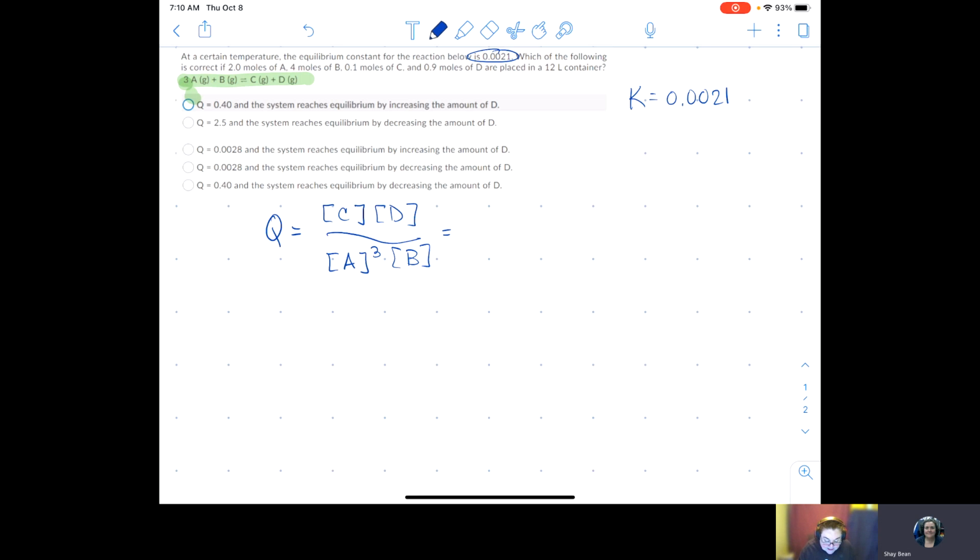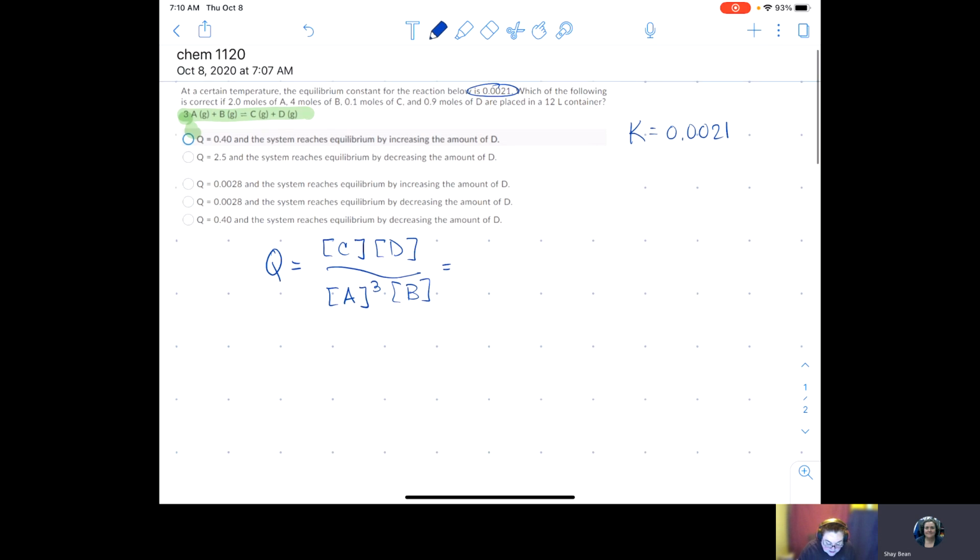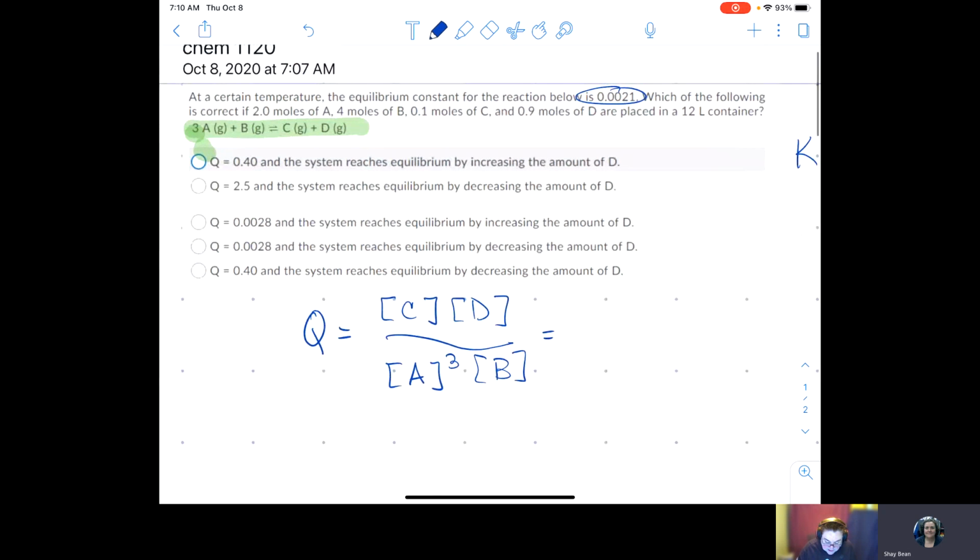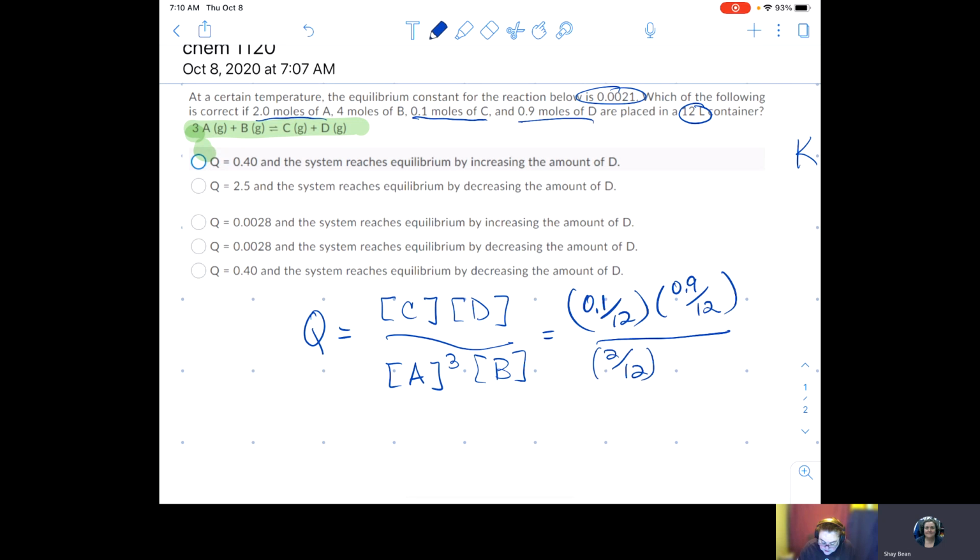So let's see if it is. Here are the conditions. As we look at it, we're placing them in a 12-liter container just to make the math harder. Let's see, for C, I've got 0.1 moles of C, so 0.1 over 12. I've got 0.9 moles of D, 0.9 over 12. I'm plugging in the molarities. 2 moles of A, so I've got 2 over 12 cubed. And 4 moles of B, so I've got 4 over 12.